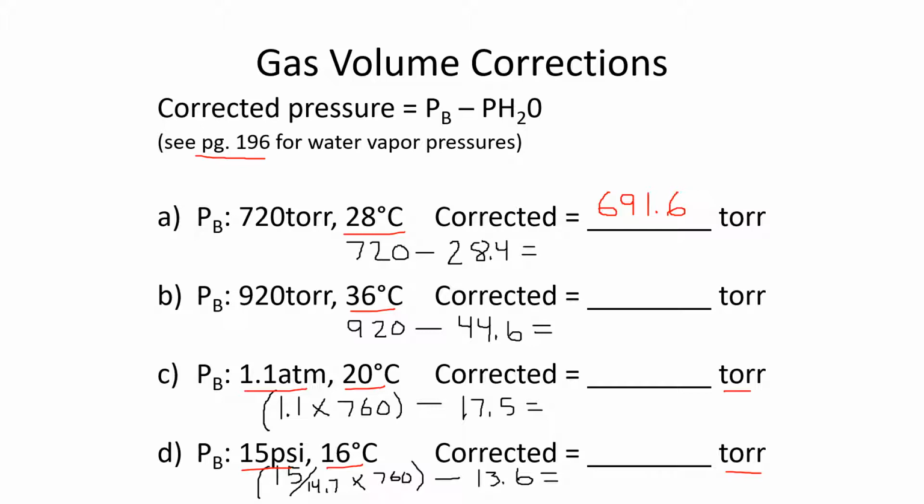So A, you get about 192. B, about 875. For C and D, you have to convert to torr first. 760 torr per atmosphere and 14.7 pounds per square inch for 1 atmosphere. So change into torr first and then do your correction. C, about 819, and D, 762. So you will need to use these corrected pressures when we do the combined gas laws.